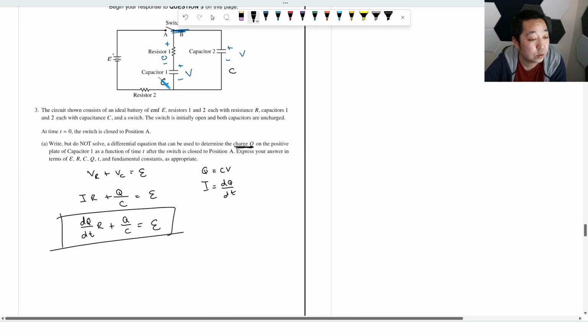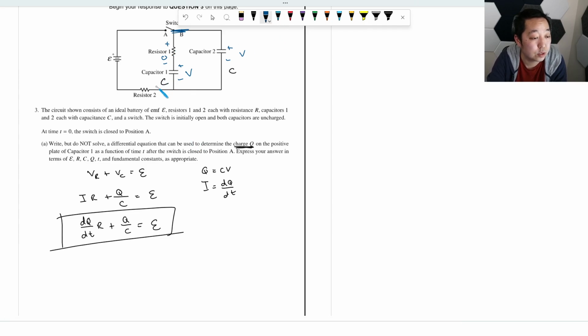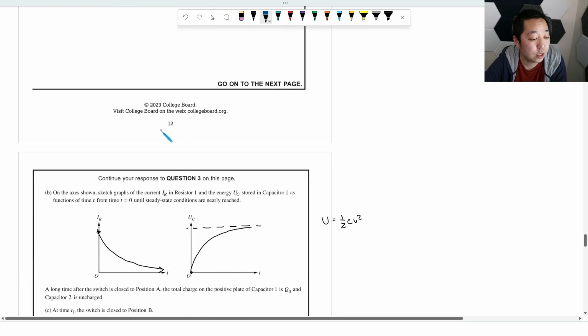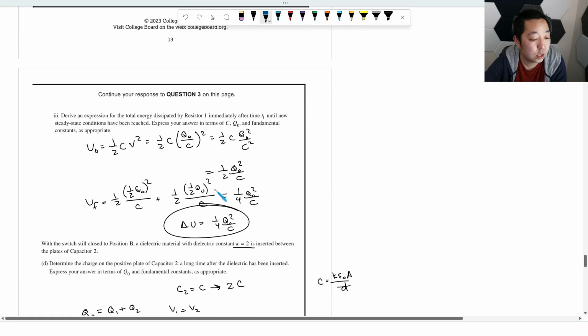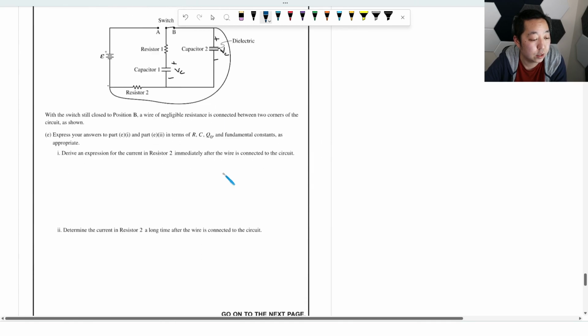Let's see. This is resistor 1. Oh, I didn't even see this resistor here. Is that going to affect anything? Did I use R anywhere? I didn't use that R for anything. Okay, never mind.